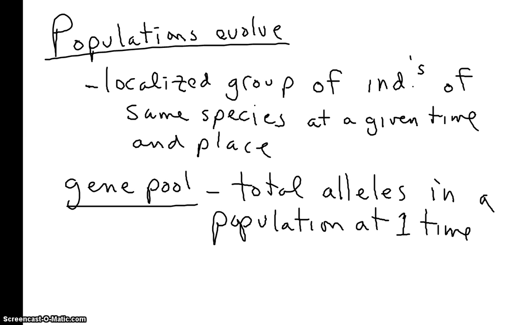So what we need to look at in a population is, what is the gene pool? The gene pool is the total alleles, which are forms of a gene. If you remember when we talked about genetics, there's a gene for blue eyes and a gene for brown eyes. Those are different alleles. So I think this will come back to you. The gene pool is the total alleles in a population at one time, so it's all the different variation that's present. And it's this variation that's critical to help with evolution.